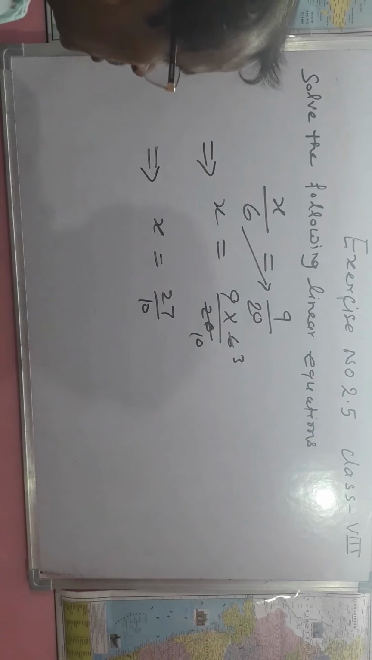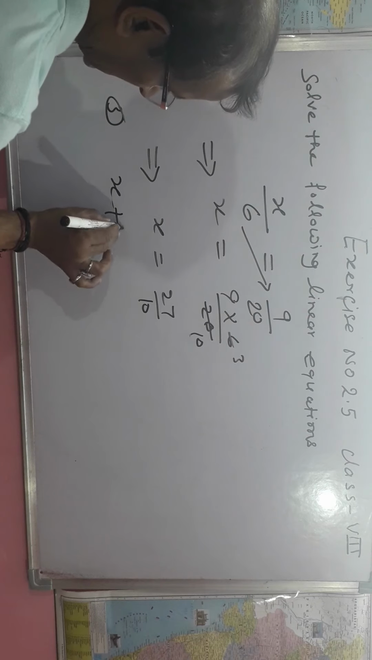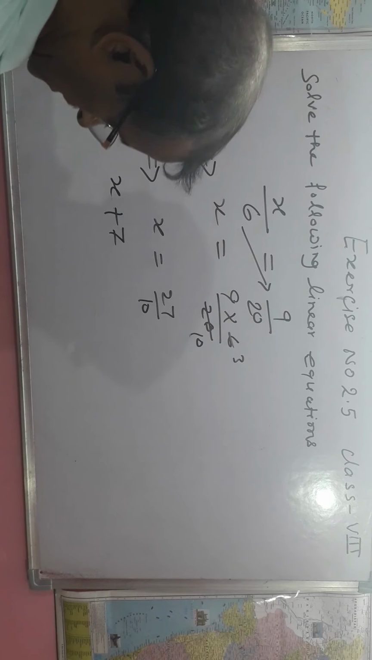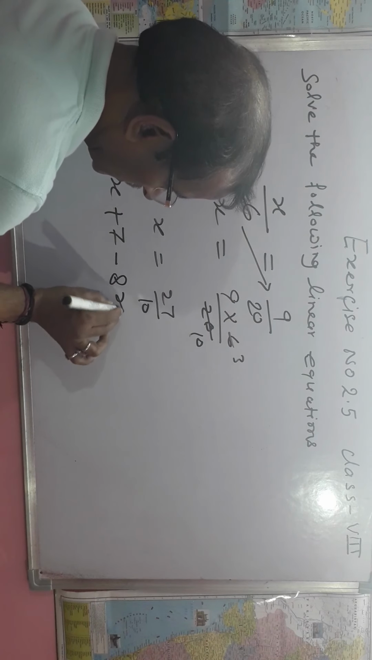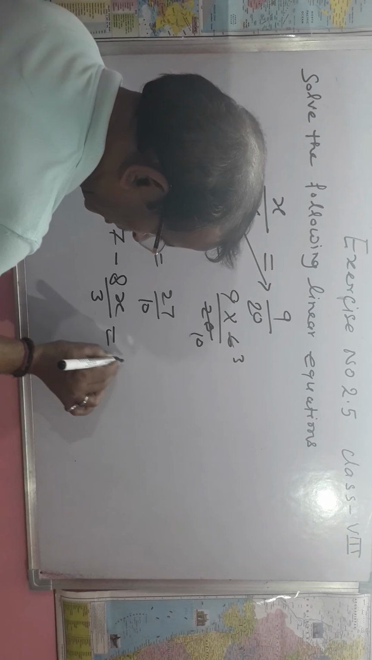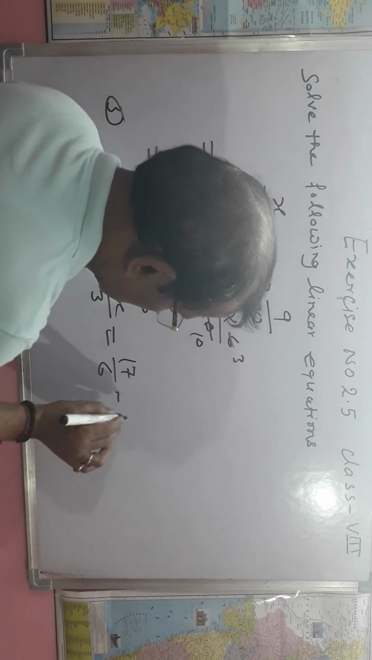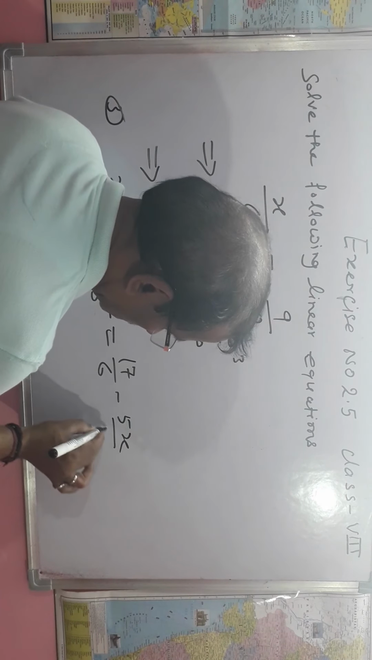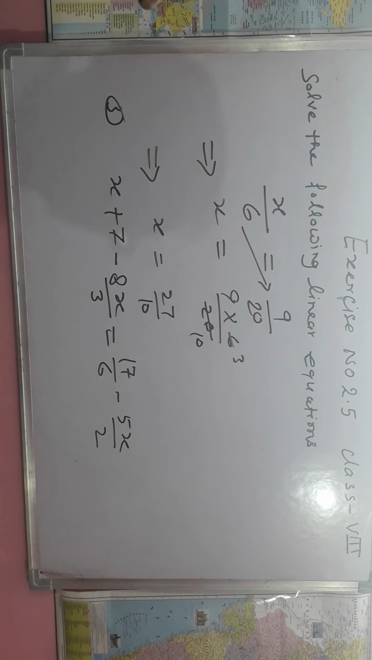Question number 3. x plus 7 minus 8x upon 3 is equal to 17 upon 6 minus 5x upon 2. In this question, we can take the LCM on both the sides, then we will solve it.